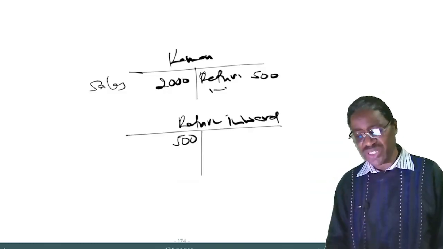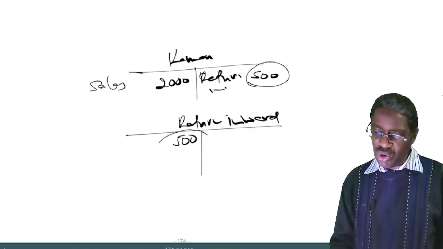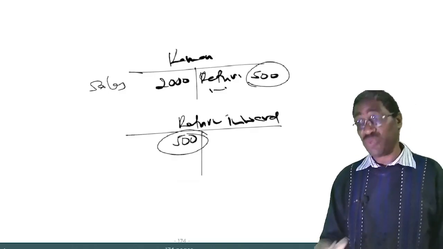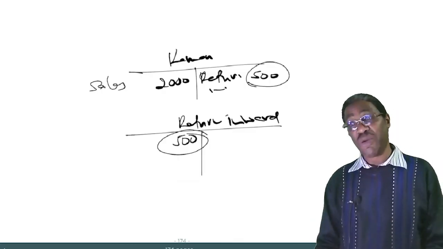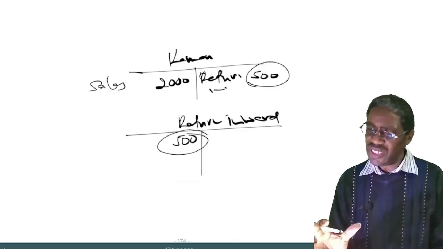How do you reduce it? By crediting his account, and you debit an account called return inwards. This one we have discussed when we were discussing the double entry concept. Good. But now, listen again.